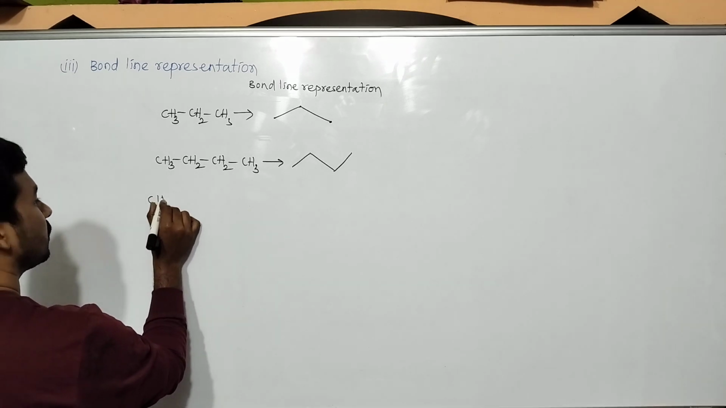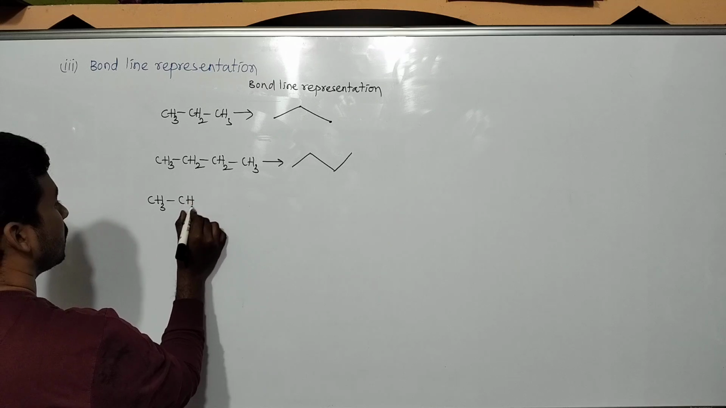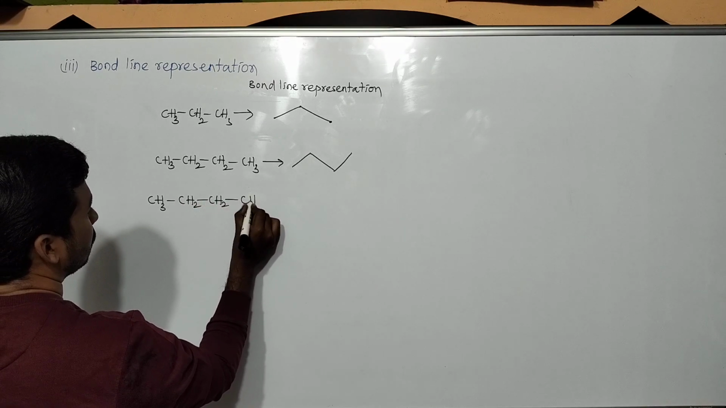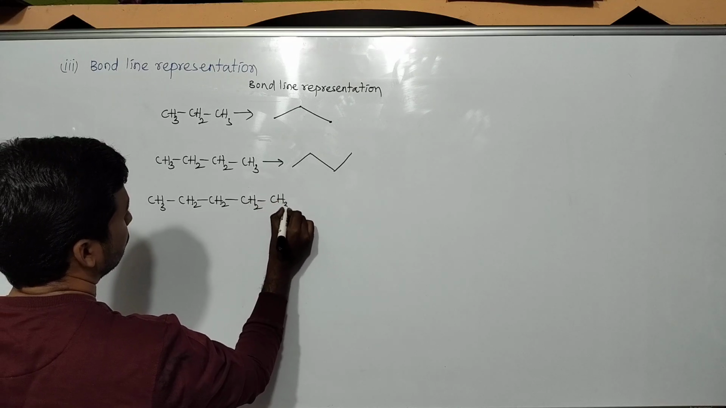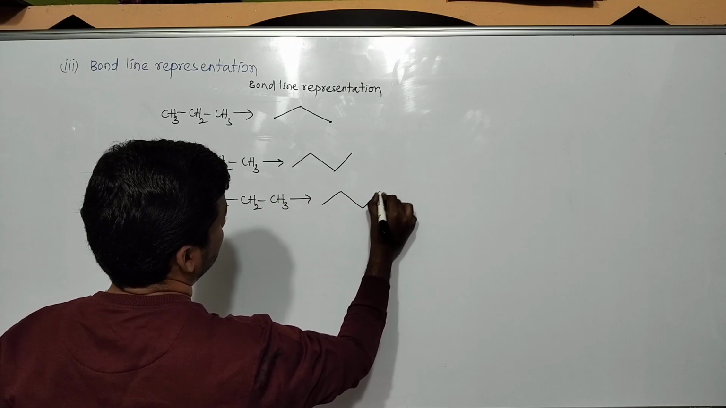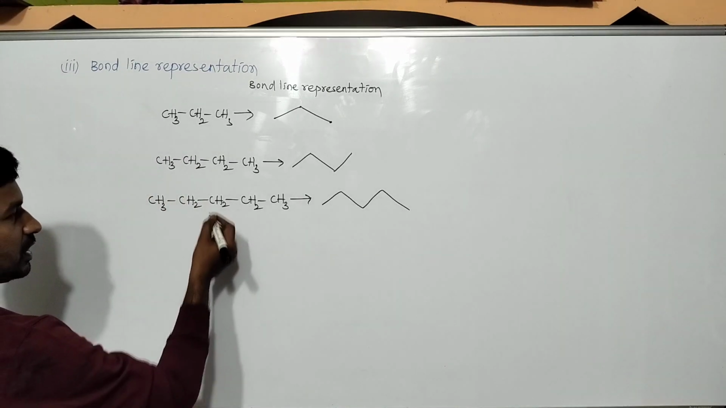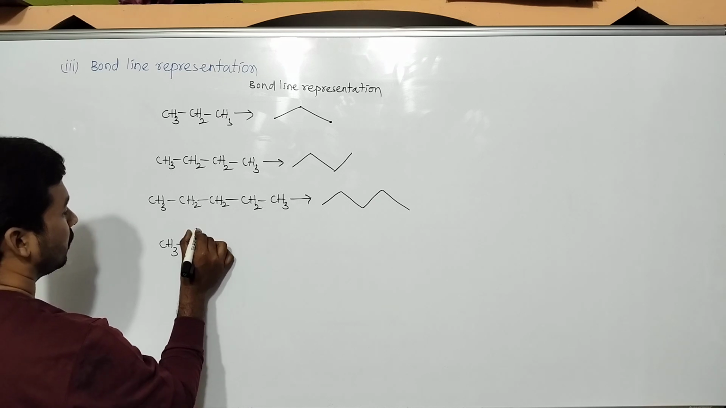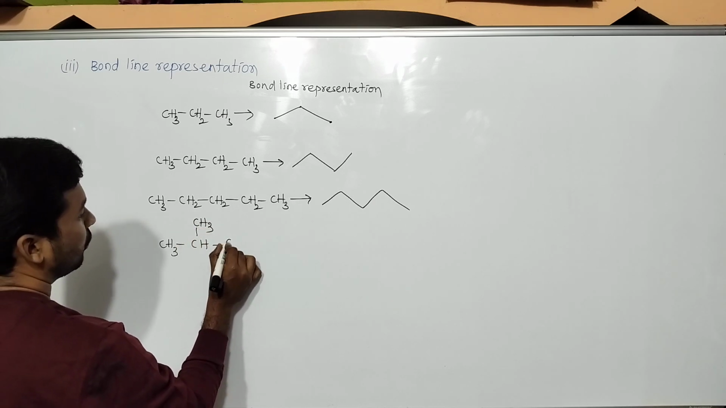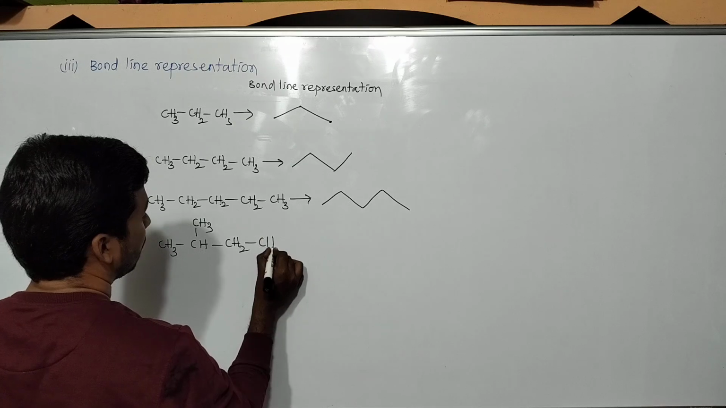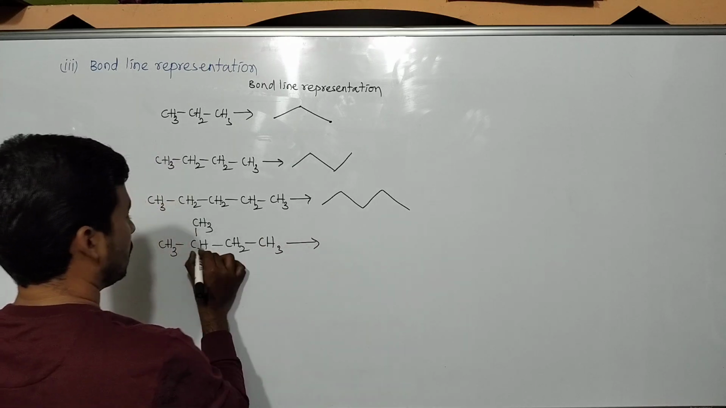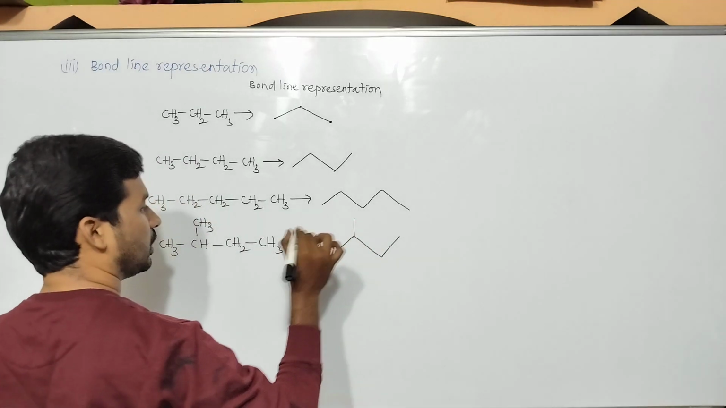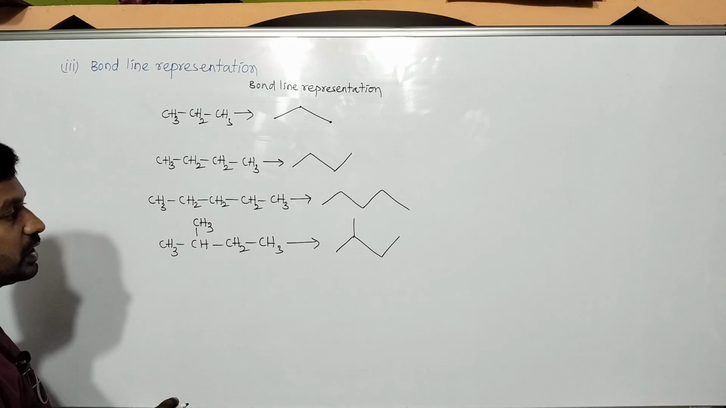So for pentane, CH3, CH2, CH2, CH2, CH3, like this, pentane. If a branch is present like this, then how do we represent it in bond line formula? It is like this, 1, 2, 3, 4, and here a branch like that. This is bond line formula, very simple.